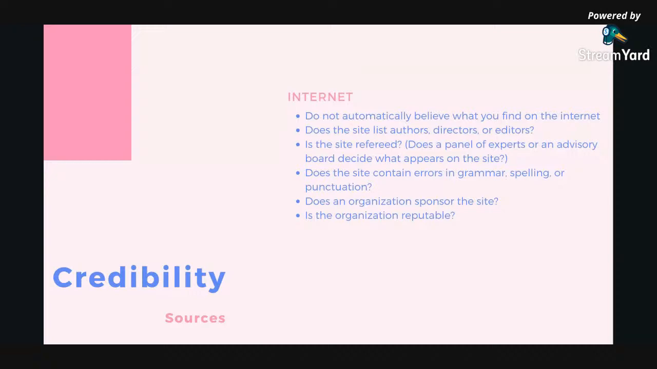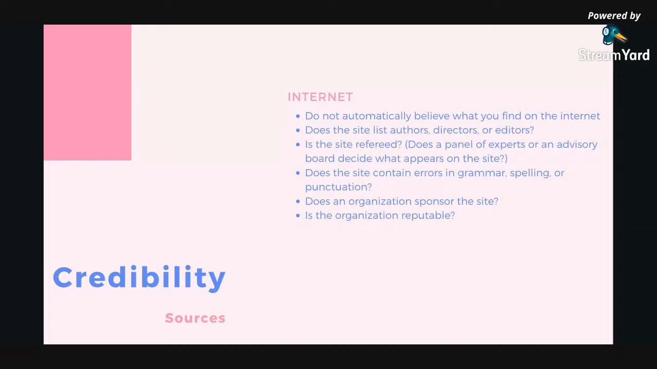Internet sources. Like we said earlier, don't automatically believe what you find on the internet. Things that you need to look at: Does the site list authors, directors, or editors? Is the site refereed? Does it have a panel of experts or an advisory board that decides what actually goes on there and is published? Again, are there errors in grammar, etc.? Is there an organization that is sponsoring the site? Is the organization reputable? Those are all different things that you need to look at.